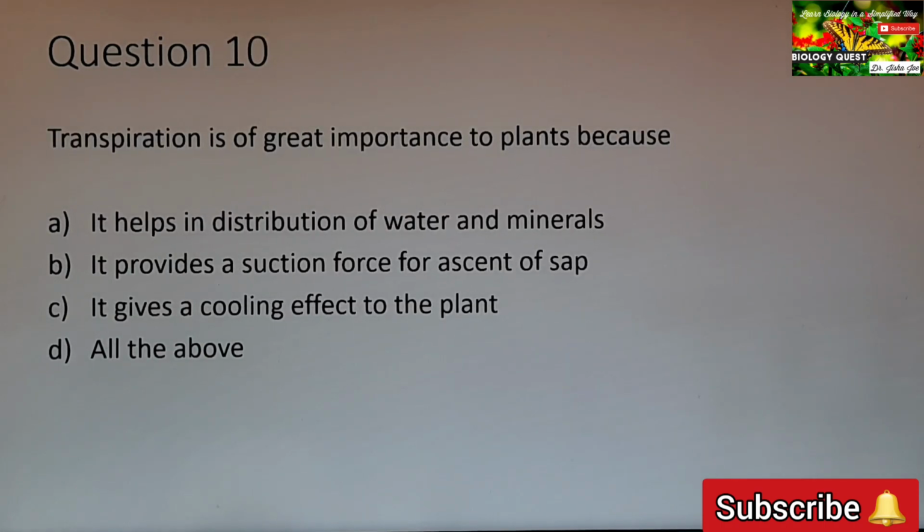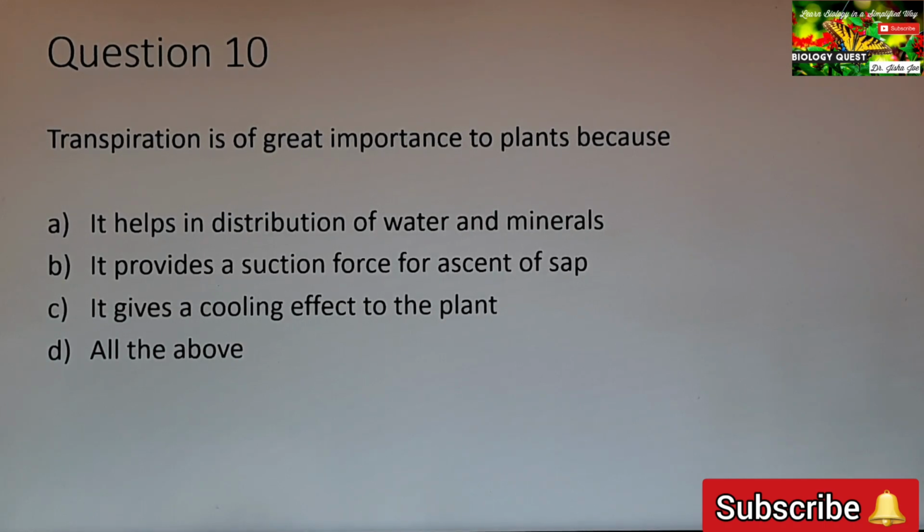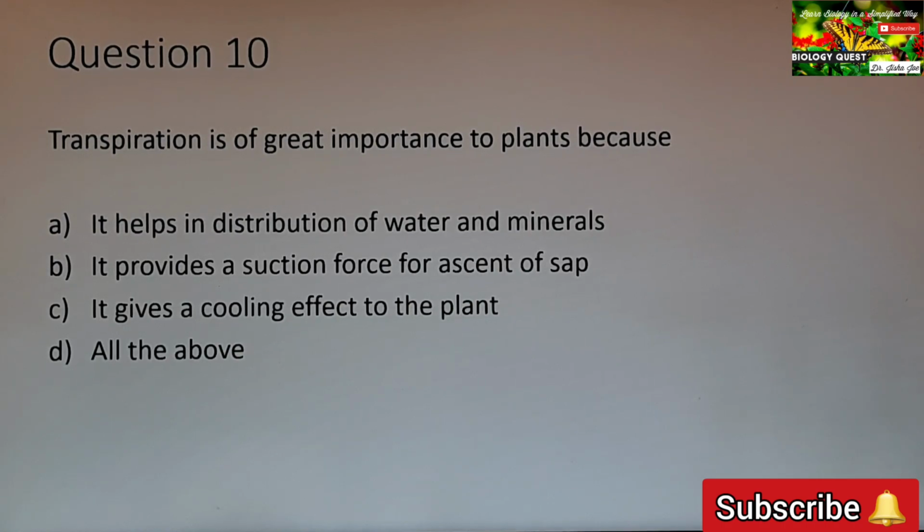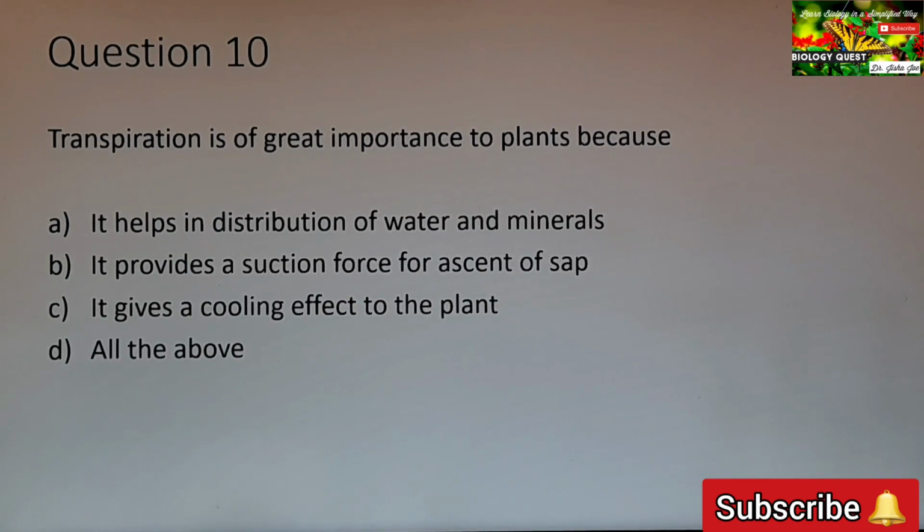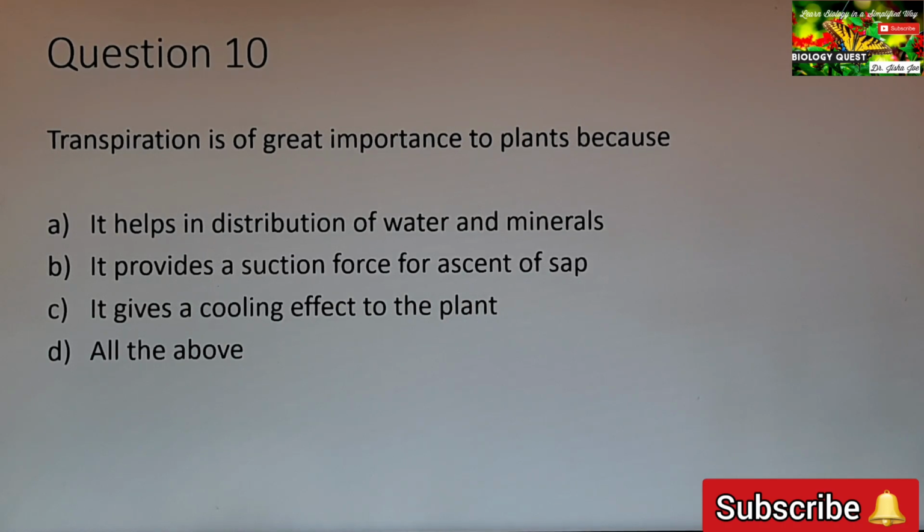Question number 10. Transpiration is of great importance to plants. What is the significance of transpiration? It helps in the distribution of water and minerals. Very correct. It provides suction force for the ascent of sap. The transpiration pull, the pull exerted on the column of water in the xylem, causes the upward movement of water and minerals, which is called the ascent of sap. It gives a cooling effect to the plant. Option D, all the above. So what is the correct option? Yes, option D, all the above.